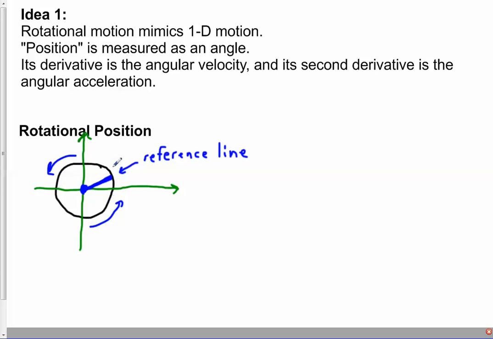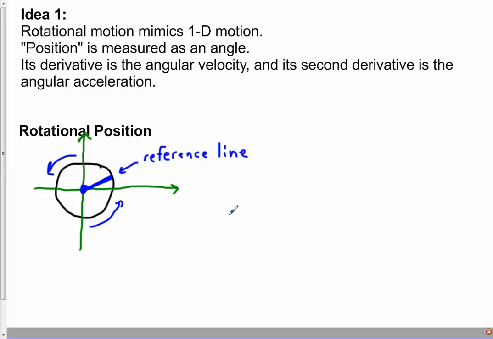As the circle rotates, that reference line will go around. So we will describe the rotational position of this circle based on where that reference line is. There it is, and maybe a little bit later it's here, and then here, and then here, and then of course it might come back around and have gone around one full rotation.